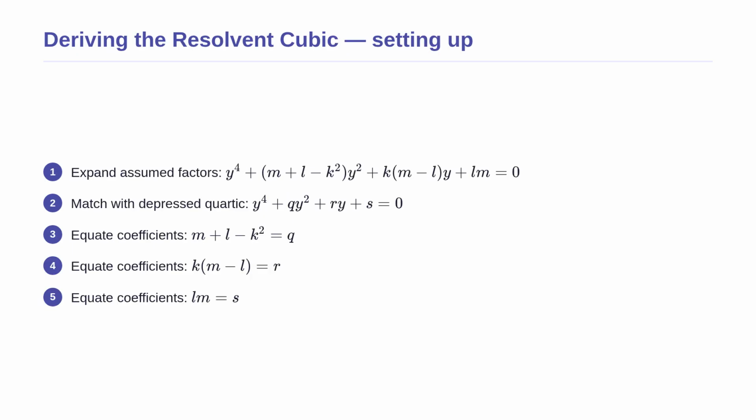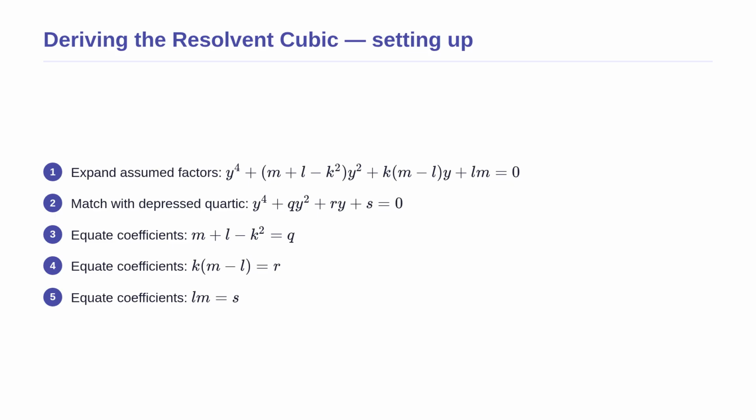Now that we have successfully used the resolvent cubic, let us understand where it comes from. This chunk of the proof establishes the foundational equations. We start by expanding our assumed product of two quadratics. This expanded form must be exactly identical to our depressed quartic. Because they are identical, the coefficients of matching terms must be equal. The mathematical reasoning here is simple polynomial equality.